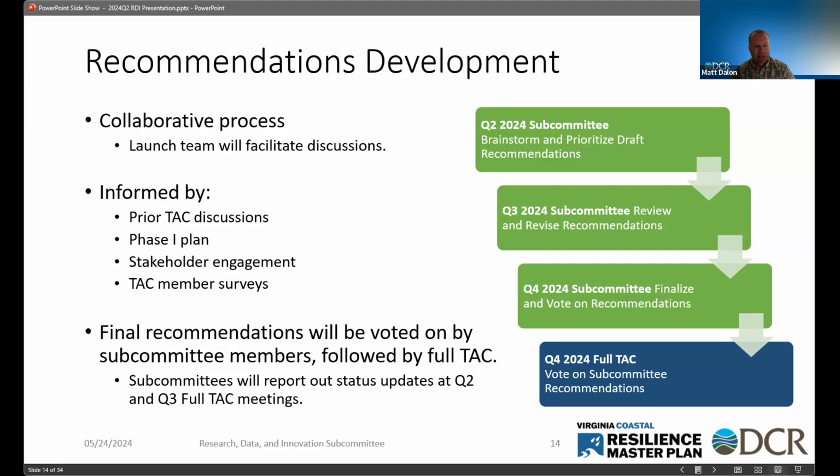After each subcommittee meeting, we have a full TAC meeting. The next one is June 18th. At those TAC meetings, each subcommittee will report out and give an update of where they stand with recommendations and what are the themes or topics and some examples of the recommendations that they're working on. This will help either identify where there's overlap in recommendations coming from different subcommittees or where there's a gap and that there might be something that one subcommittee figured another was doing, but they aren't doing it.